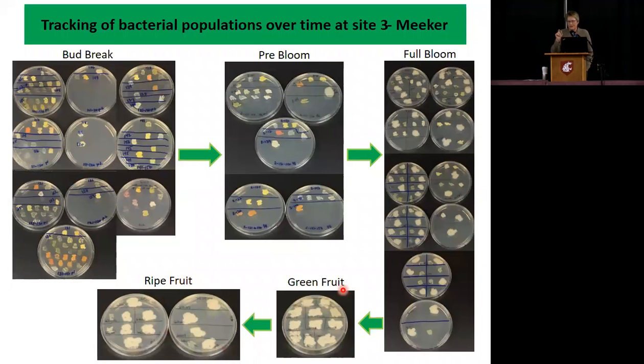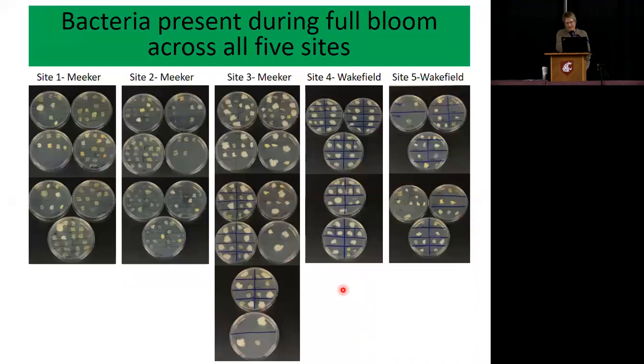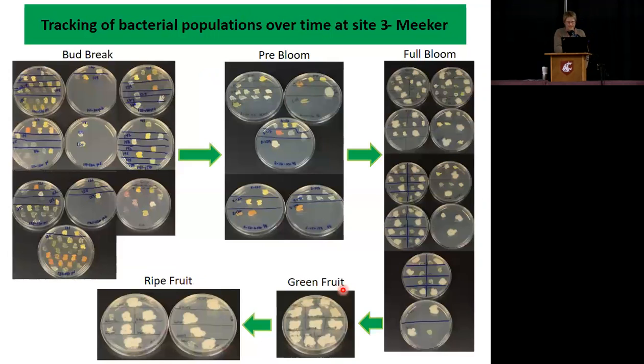Now we're just going to take a look over time. So we have all this diversity at full bloom. Do we have diversity at earlier samples and also from fruit? So looking over time, here's bud break in one site on Meeker. You can see here there's pinks, there's yellows, there's white colonies, all sorts of different colors. We also have those at pre-bloom. At full bloom, it starts to look a little bit more homogeneous. And then at green fruit and ripe fruit, it looks all pretty much the same. We've done some identification of these bacteria.